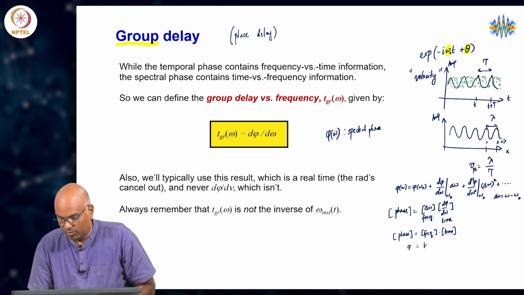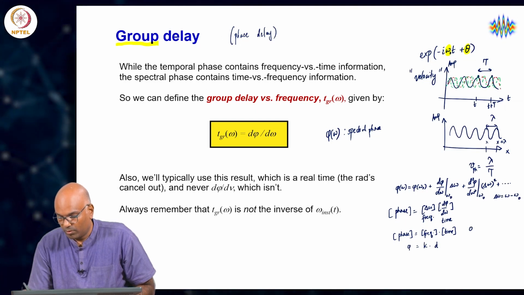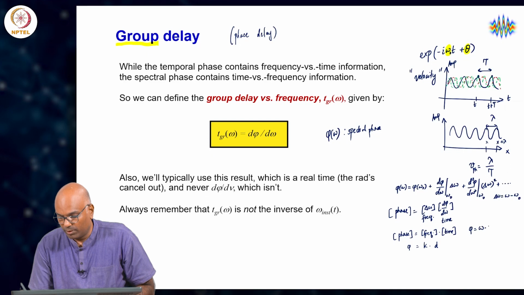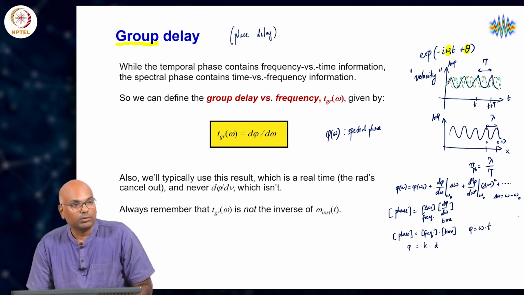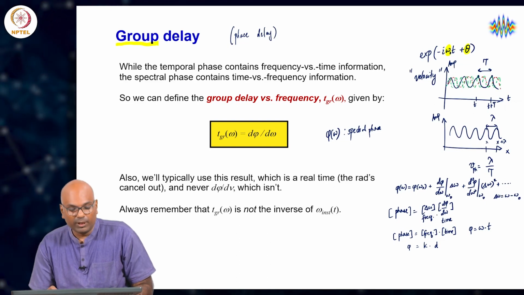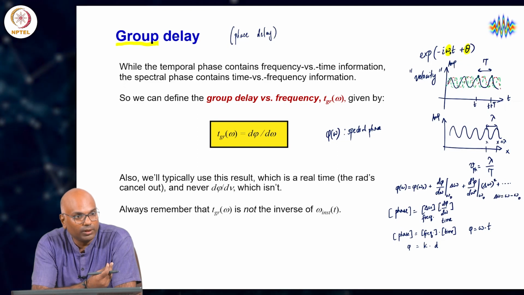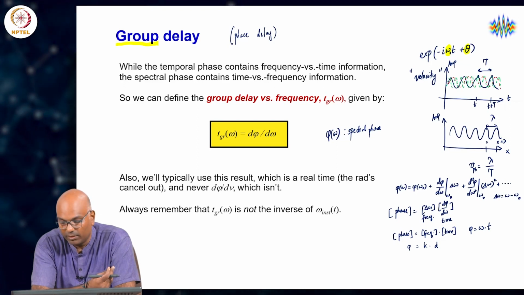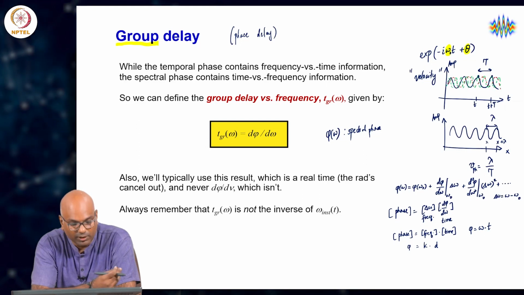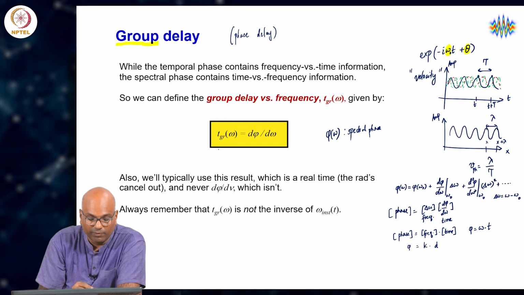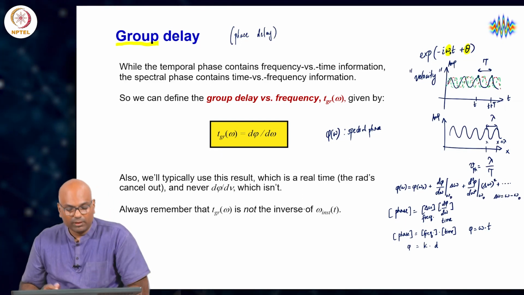Phi is also k times t, or phi is omega times t. Therefore, d phi by d omega is the lowest order term in the Taylor expansion, where the spectral phase is not a constant, and the first Taylor coefficient is what we are interpreting. This is the group delay. Okay.